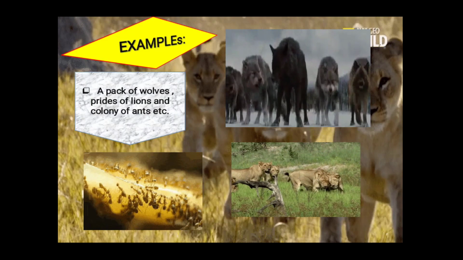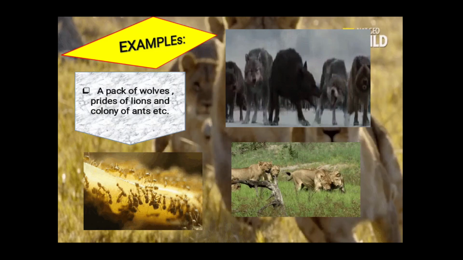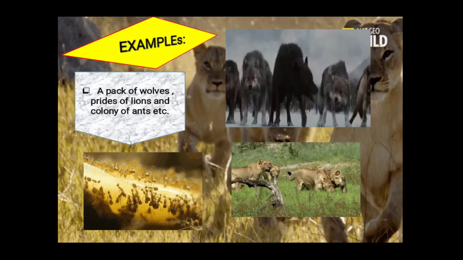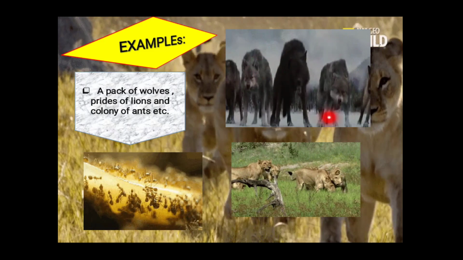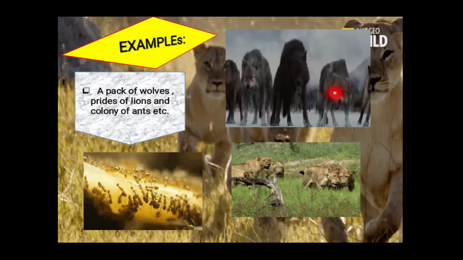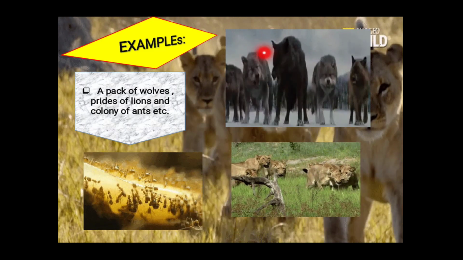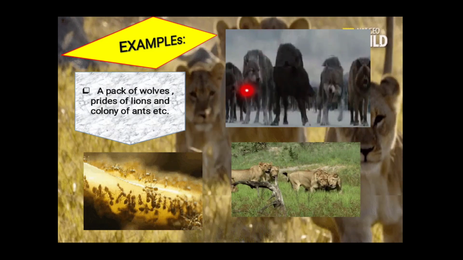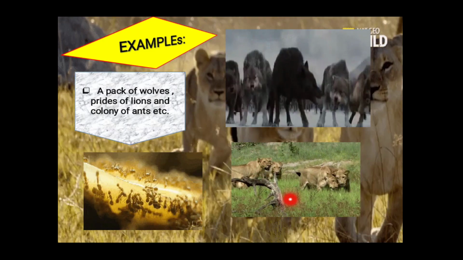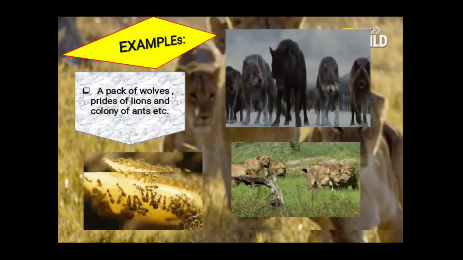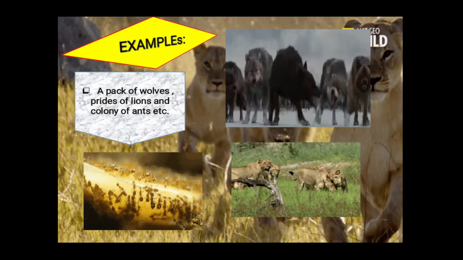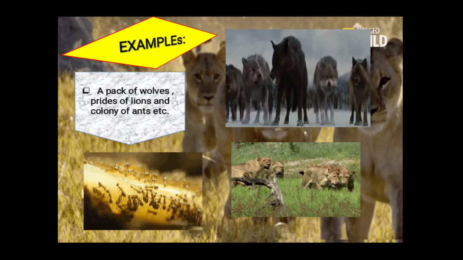For example, in the first animation, students, you are seeing a pack of wolves. Wolves belong to the same species, so a pack of wolves is known as a population. In the second animation, you are seeing a pride of lions. A pride of lions is also known as a population. In the third animation, you are seeing colonies of ants. A colony of ants is also known as a population.